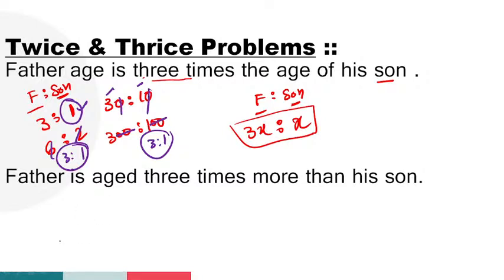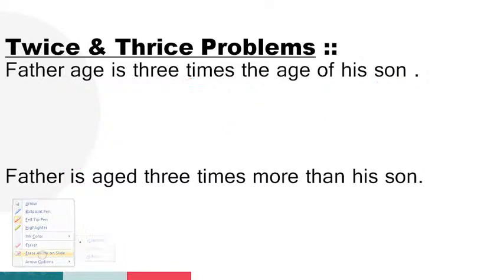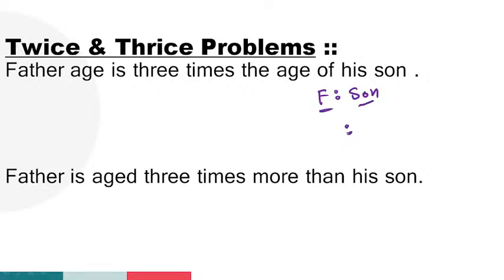Okay, right. And coming to the second point, father is aged 3 times more than his son. Okay, for example, we are going to the basic method. Son's age we don't know. Let it be x, guys. Father is how many times? 3 times. So 3 into x, 3x.